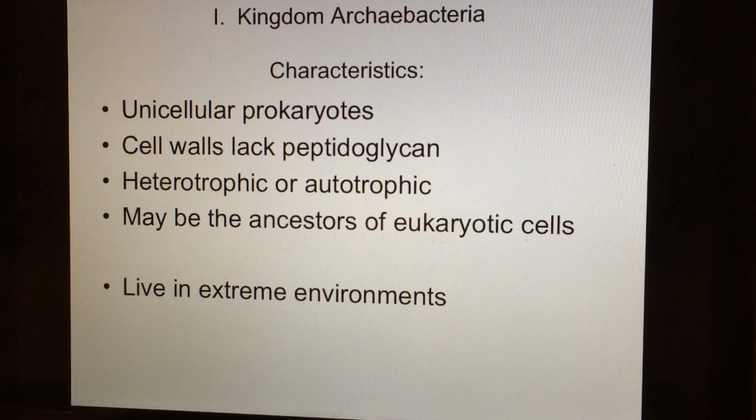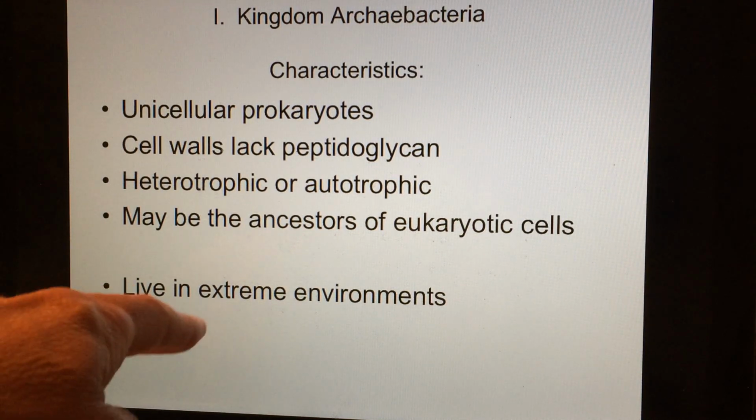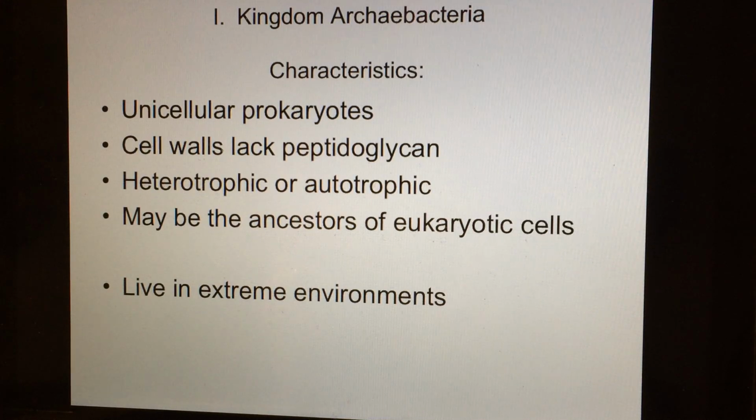All of these bacteria live in extreme environments, and as we go over them, you're going to see that right away. And when I mean extreme, I'm talking about so extreme that if you put regular cells in these environments that are not Archaebacteria, what happens to them? That's right, you guessed it, they die.